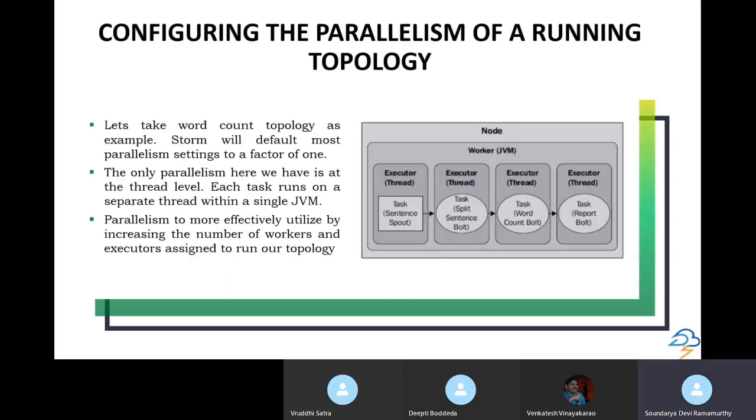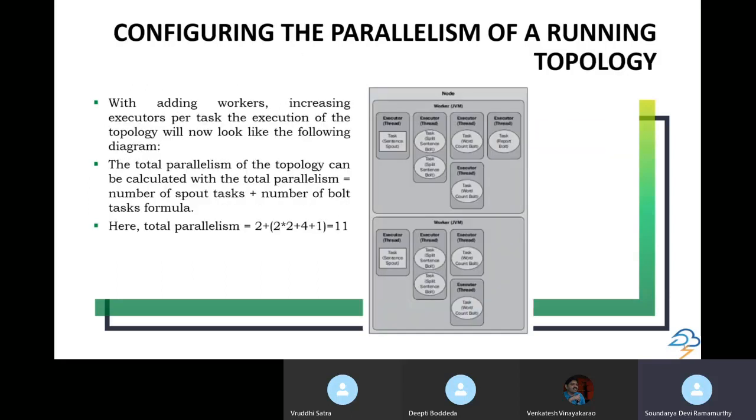So we will see how this parallelism is conferred using a simple topology. We are taking a topology of counting the number of words in a document. Without parallelism, we can take inside a node only one worker, and inside that, for every spout, only one executor, and inside every executor only one task. The task is taking the sentence, splitting the sentence, word count, and then reporting. Here, the only parallelism that is happening is that all the executors are running in parallel.